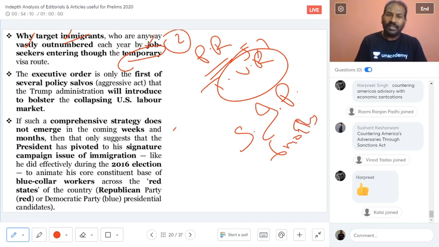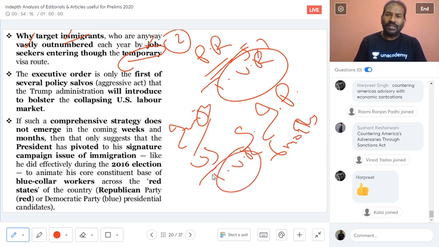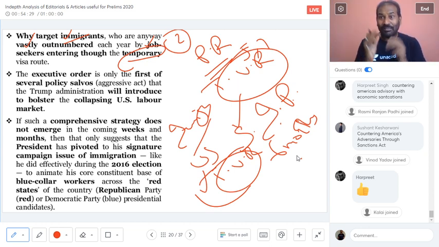Because the immigrants are getting into the US through temporary visa routes. So when they are entering the US through the temporary visa route, you are going ahead with suspending the immigration policy for 6 months. How does it really stop immigrants from getting into the US and getting jobs? That is again a big question mark.